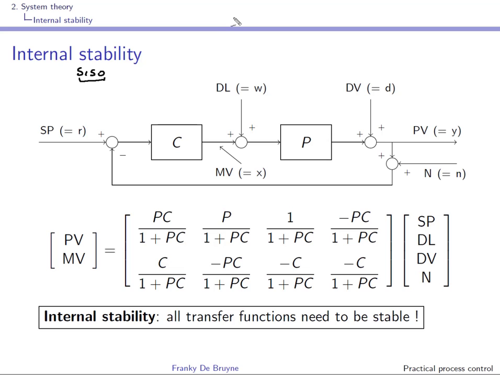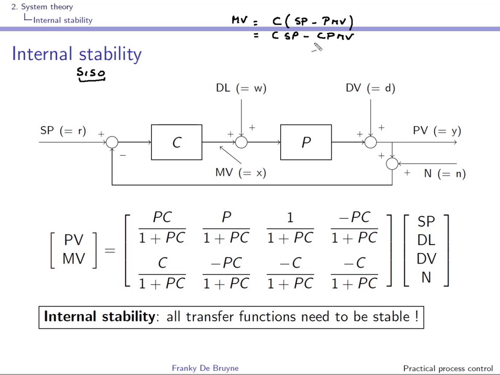Okay, so for instance, if we look at the relation between MV and SP, so this transfer function here, well, you put all the other inputs to 0, and you can see here that MV is C acting on SP minus PMV, right? So this is CSP minus CPMV, right?